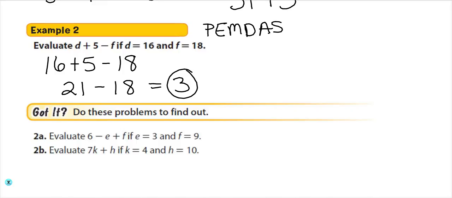All right, go ahead and try 2A and 2B by yourselves and come back to me as soon as you're ready. And let's take a look. So we have to evaluate 6 minus e plus f if e equals 3 and f equals 9. So it's going to be 6 minus 3 plus, and then f, so that's 9.